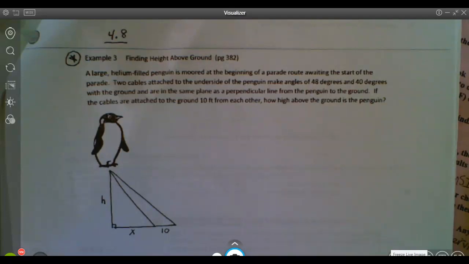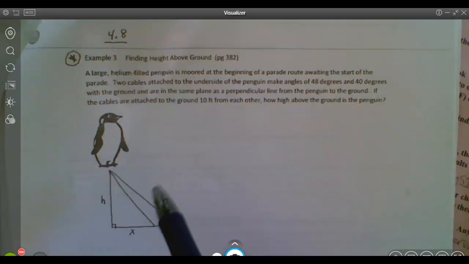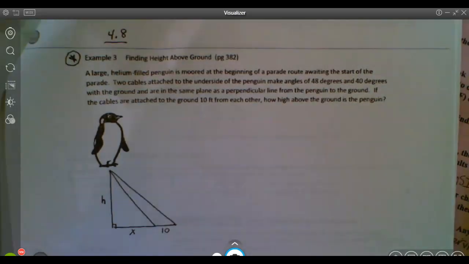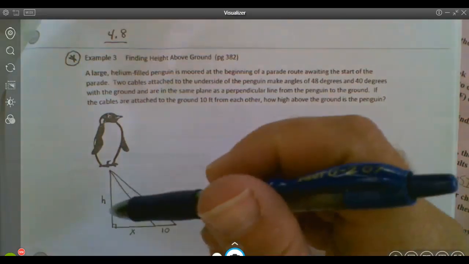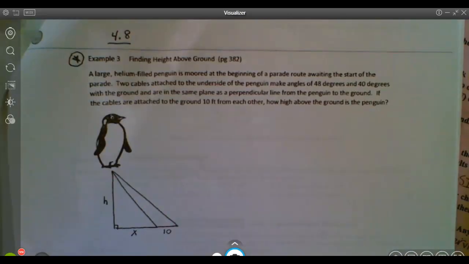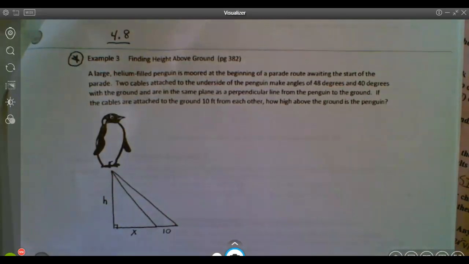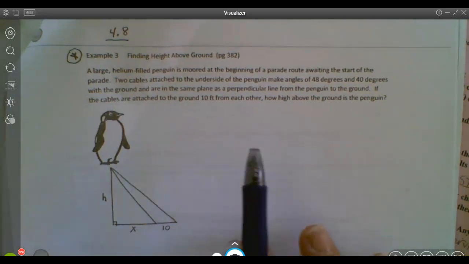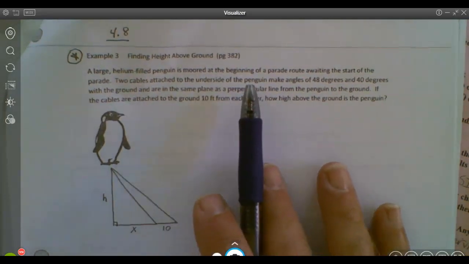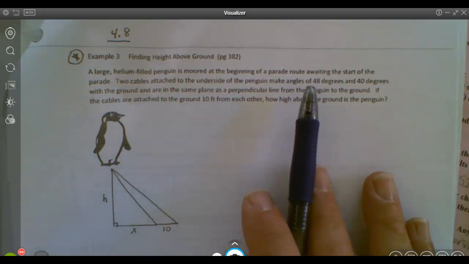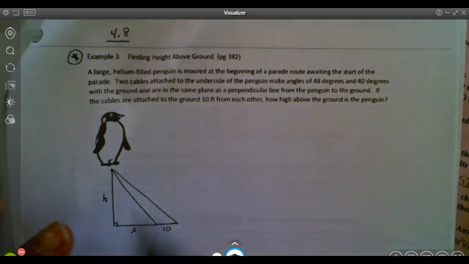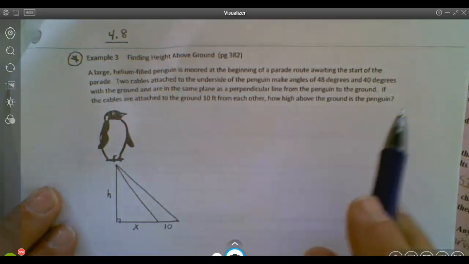So, final section of chapter 4, we're just going to be looking at some word problems and setting a few things up here. In this first one, they are describing this parade, with a big giant floaty penguin up there attached to some cables, keeping that thing from blowing away. It talks about the two cables that we're seeing make an angle of 48 degrees and 40 degrees with the ground. And that's important as well.